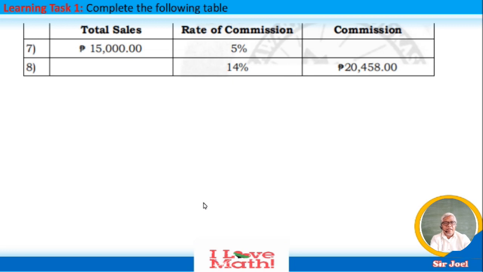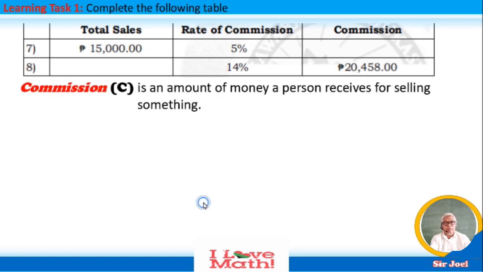Problem number 7 and 8 talks about commission. Kung titingnan ninyo ang nasa taas, meron tayong total sales, rate of commission, and commission. Alamin muna ulit natin. When we say commission or C, it is an amount of money a person receives for selling something. Pagka ikaw ay seller, halimbawa, nagbebenta ka ng bahay, ng lupa, kotse, at iba pang gamit, ay meron kang pwedeng ma-receive na commission. Yun ay kung meron kang amo na pinagsisilbihan.